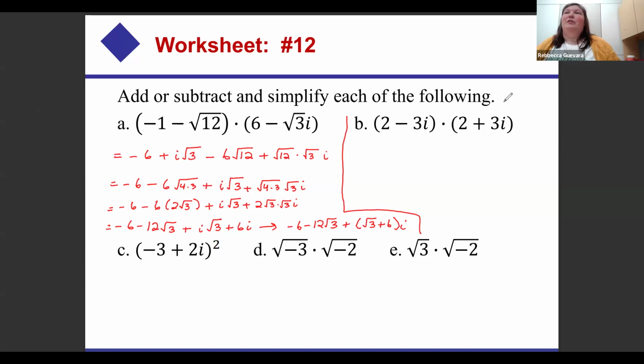Well, this one should be a little cleaner. So these we had mentioned before. So I have 2 minus 3i, 2 plus 3i. These are what we call conjugates.